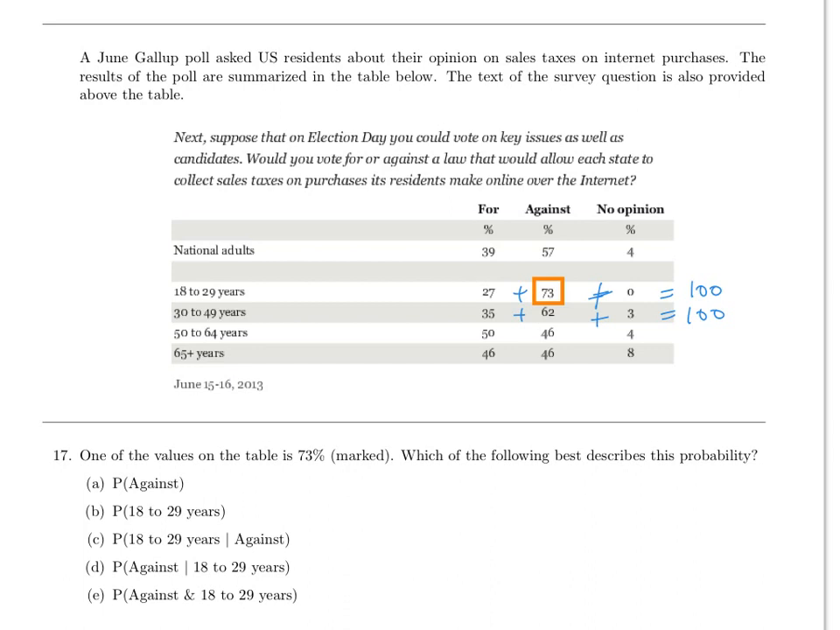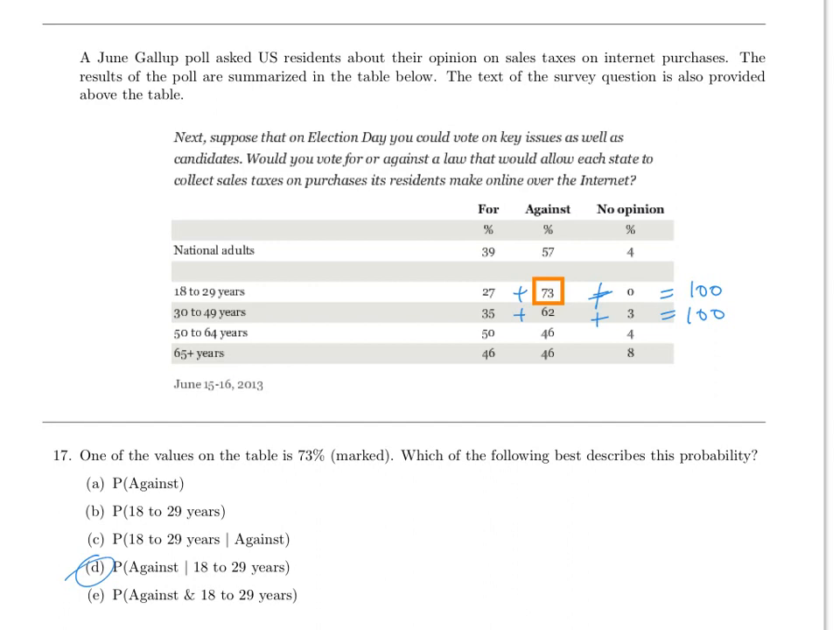That means that these proportions are over a given row: what's the probability of being in that cell? If the numbers added up to 100 going down, then that would be against, given 18 to 29. Okay? So that's how we would read that. Oh, sorry. D. The other way around. D, yeah.